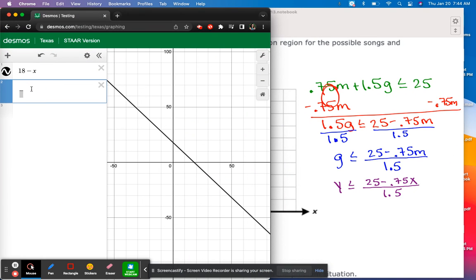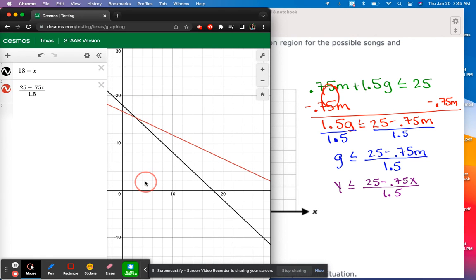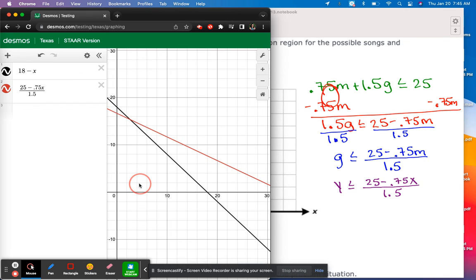All right, so type in your fraction bar first. 25 minus 0.75x over 1.5. And that's what the second graph looks like. So I can zoom in a little bit further. That way we can see it a little bit more clearly. And if we wanted to, we could label our graph from 0 to 20 on both sides. That should work. So I'm labeling my graph from 0 to 20.